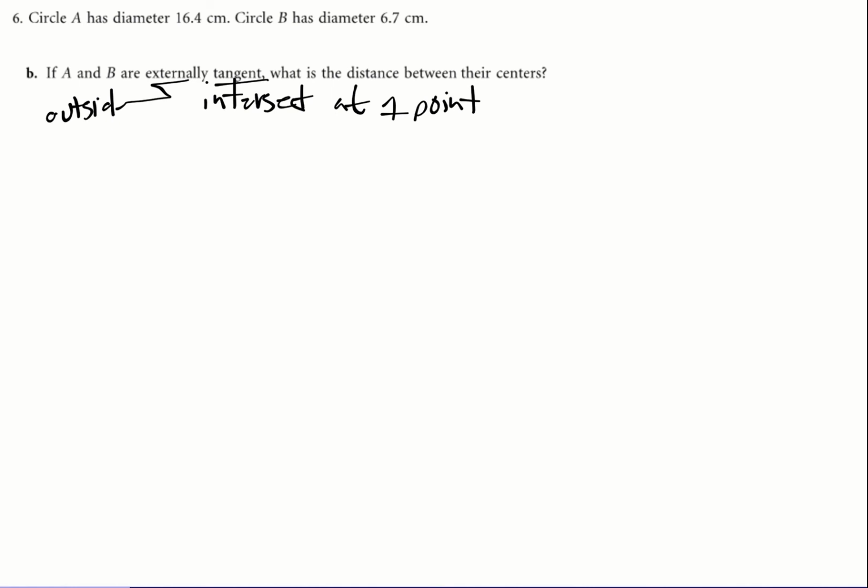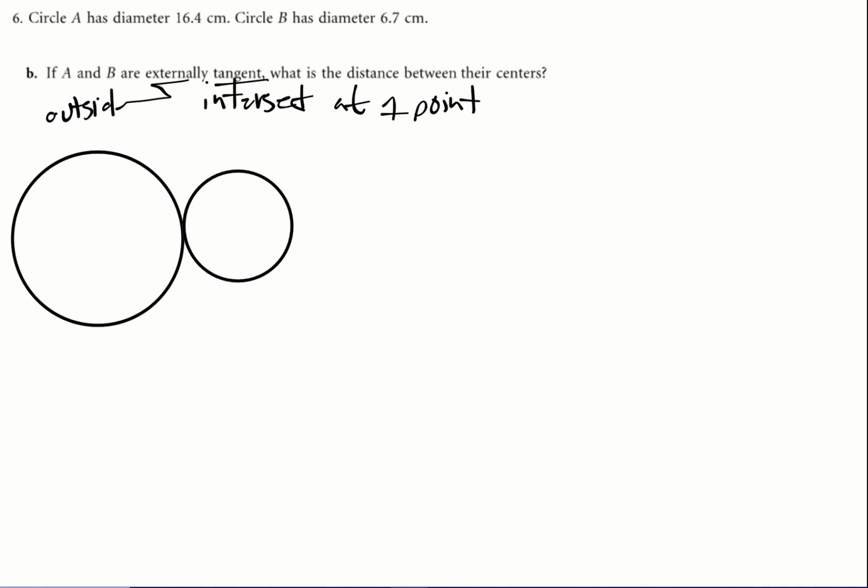So let's go ahead and take a look at what this picture would look like. Here we have one circle next to the other one. They intersect at one point on the outside of each other. Then let's go ahead and draw the radius for each of them. The diameter of the bigger one, circle A, is 16.4. Divide that by 2, we're at 8.2 centimeters.